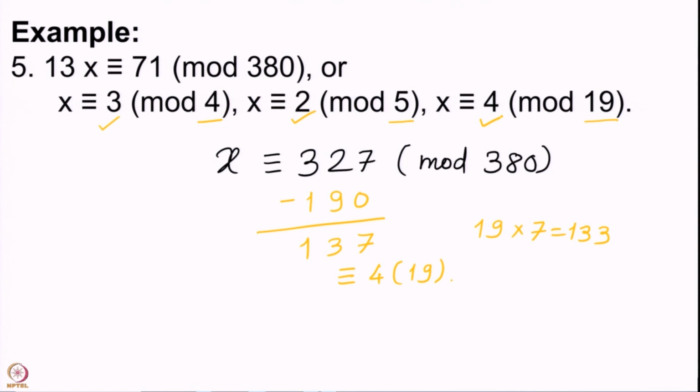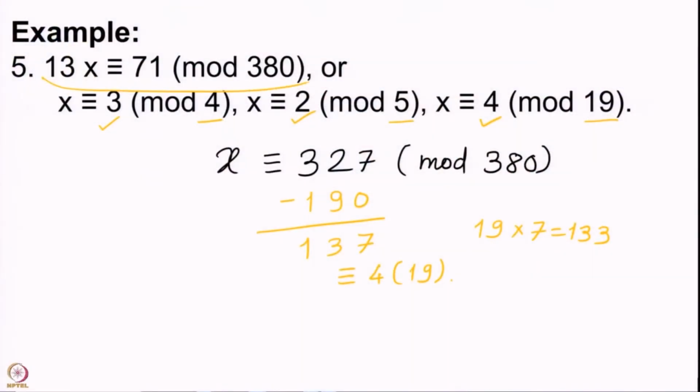Since we have the correct congruences modulo each of the prime power factors of 380, we should have the correct answer for this thing also. I will leave it to you to check. What you need to do is take 327, multiply that by 13, remove 71 and check whether the number that you get is a multiple of 380.